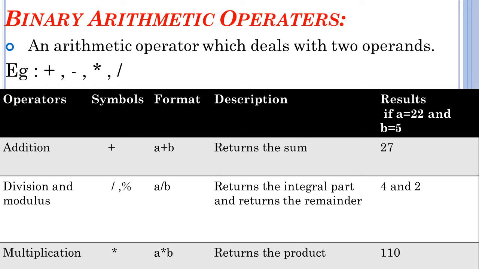Third one is multiplication. The star symbol we will use, we will call it asterisk. A asterisk B, it will return the product, meaning 22 into 5 is 110.